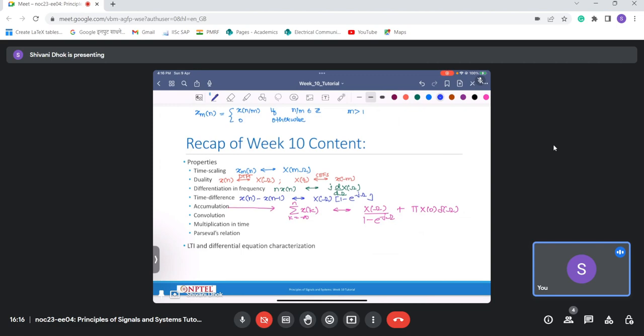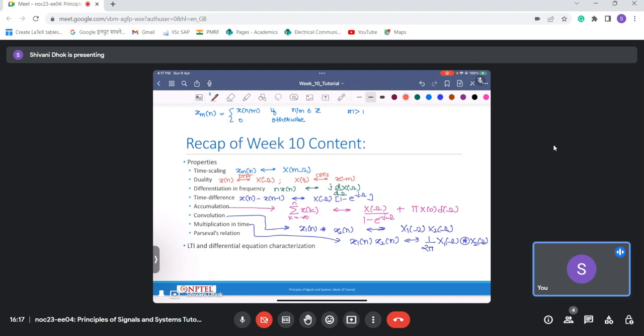The next thing that was discussed was an important property, that is convolution in time. If I have x1[n] convolved with x2[n], then the Fourier transform of this will be X1(omega) multiplied by X2(omega). After that, multiplication in time: if I consider x1[n] times x2[n], then this will have DTFT as 1 by 2 pi multiplied by X1(omega) periodically convolved with X2(omega).